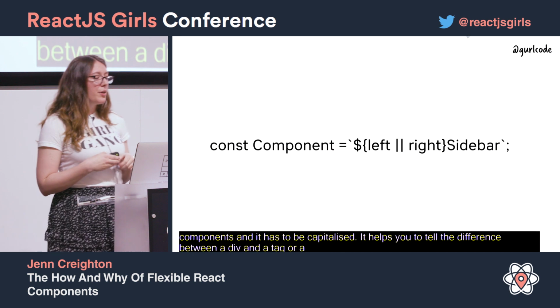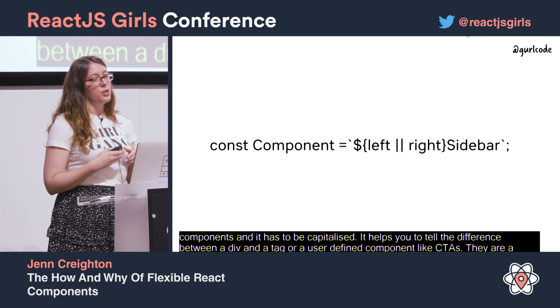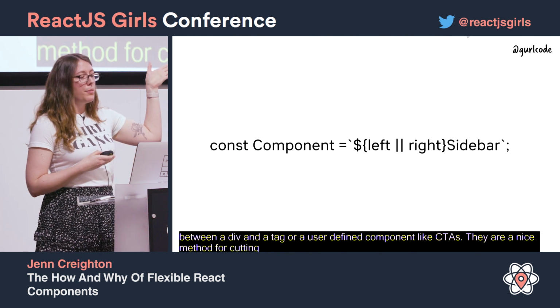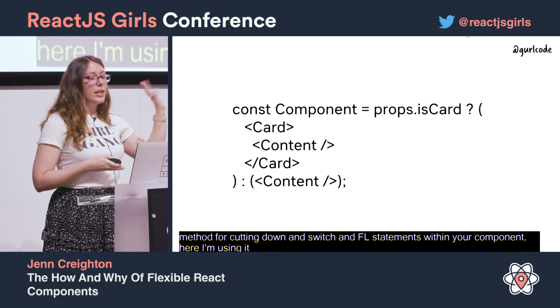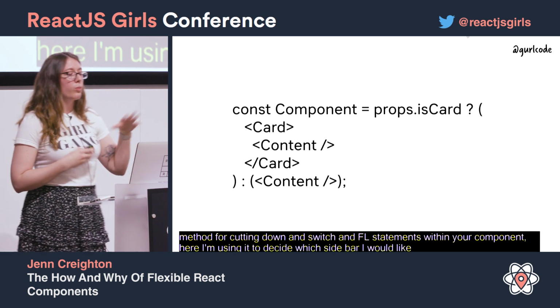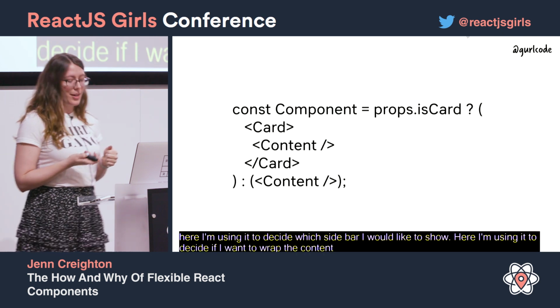And dynamic component names are a nice method for cutting down on switch and if-else statements in your component. So here, I'm using it to decide which sidebar I would like to show. And then here I'm using it to decide if I want to wrap the content in a card or not. I use this a lot in my various components.